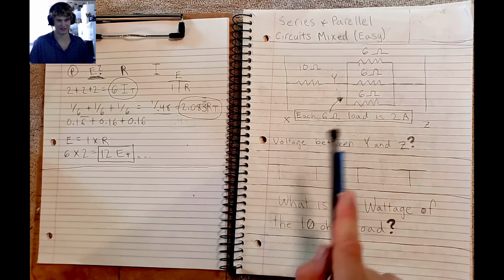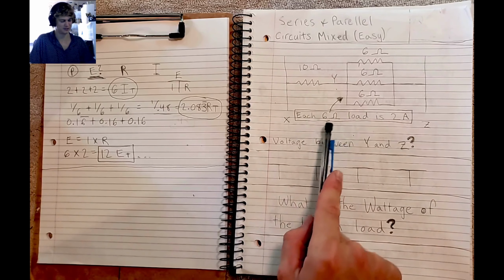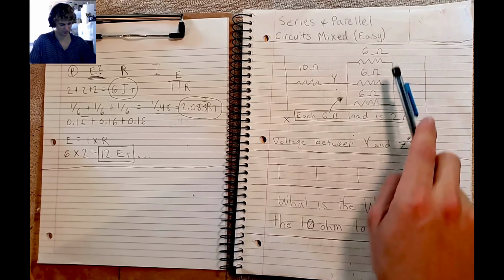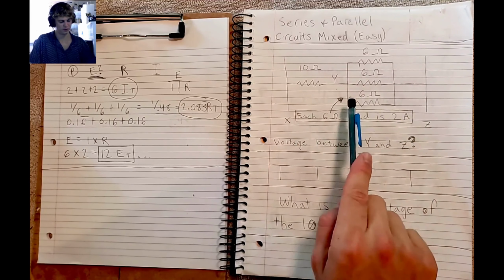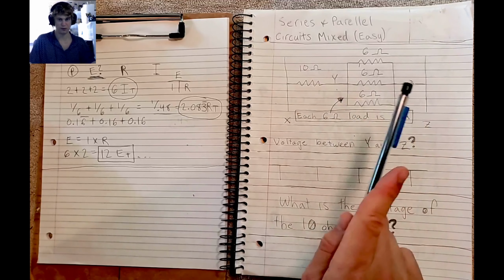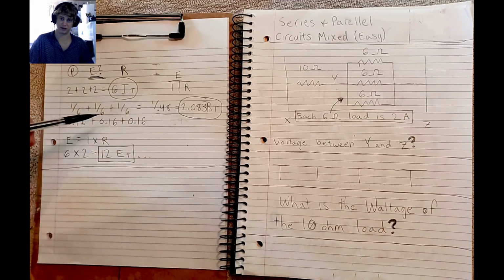So let's just back up a second, remember what we did. We had each of these resistors that had these 6 ohm loads. So each of these 6 ohm loads has 2 amps in this parallel section of the circuit. So we know the current going through each of the separate resistors wired in parallel, but we also solved for the total current in order to figure out our last answer.